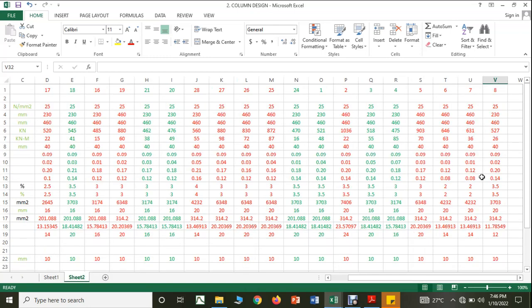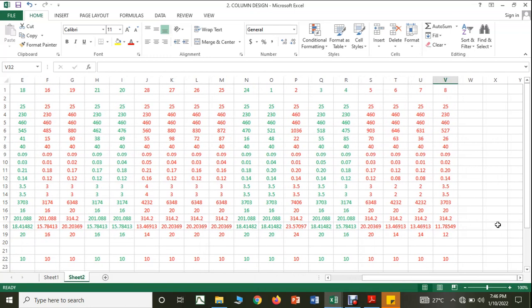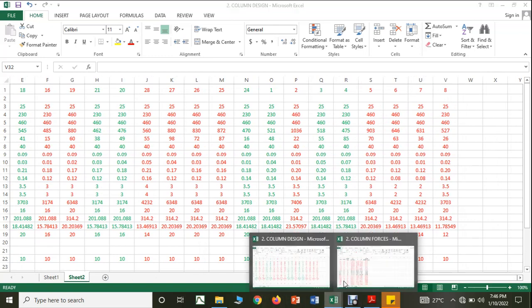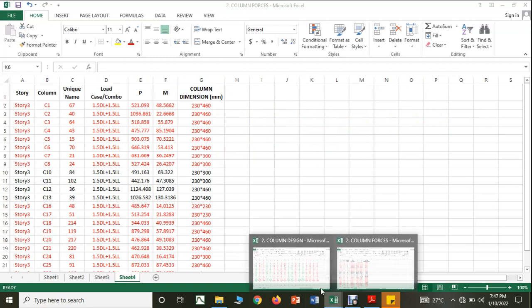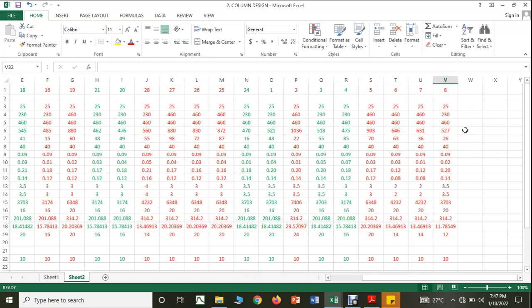491 and 69. Okay, 491. That is column number 10, 491, 69. Okay, so 491, 69, column number 10, 25, 230, 300, 40. So therefore your d dash by d will be this one. This is the Mu by fck b d square. It is this, also it doesn't work, therefore let us make 230 by 460 only.